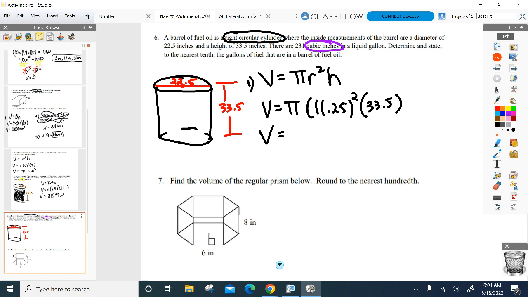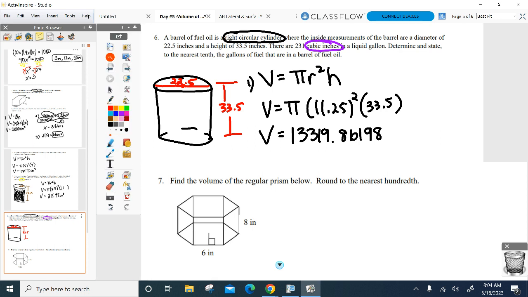All right, let's stress this right now. When you find the volume, is that my final answer? No, because we have to convert it. Why am I asking you if that's my final answer? Because I can't have you round it. We got to write it all out if it's in the middle of a problem. So 13,319, and that is cubic inches.